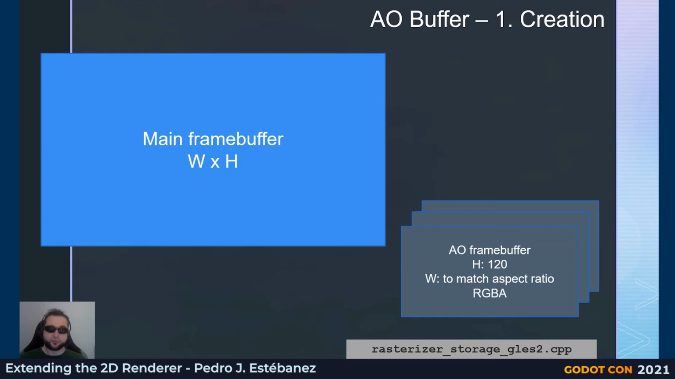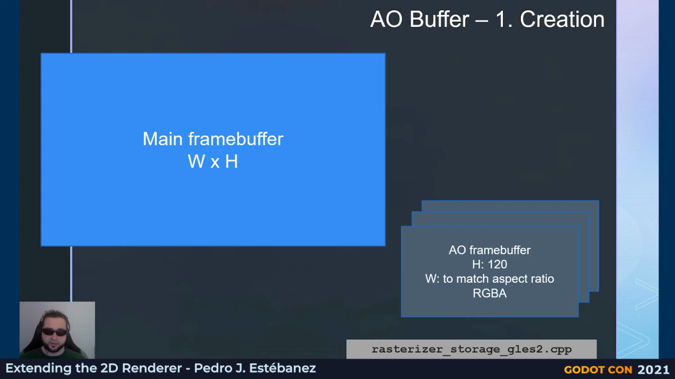The height of those buffers will be 120. That value has been found empirically, which was the one that was giving enough detail without getting too blocky. And well, its width will depend on the aspect ratio of the mainframe buffer. So for the typical aspect ratio, it's usually 200 and a little more. It would be RGBA. And well, as you can see, given how small they are, they take very little memory.